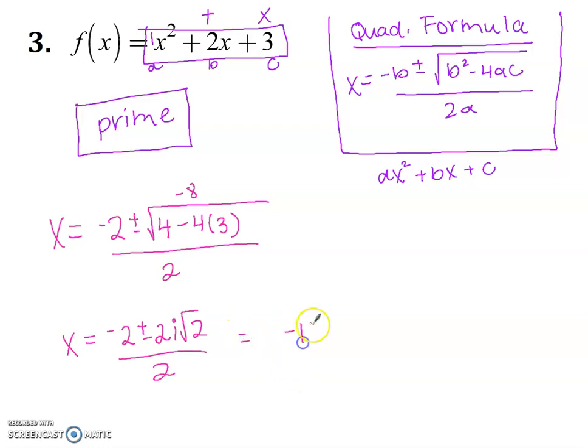So our zeros are going to end up being negative 2 divided by 2, that's negative 1, plus or minus 2 divided by 2, that's just going to be 1i root 2. So these will be my 2 zeros, negative 1 plus i root 2 and negative 1 minus i root 2. So 2 zeros because we were solving an x squared polynomial.